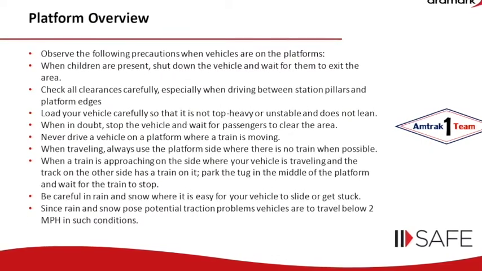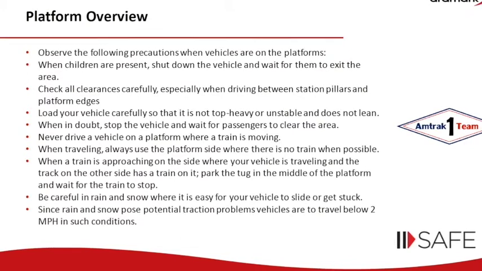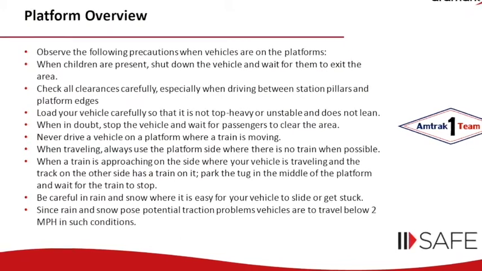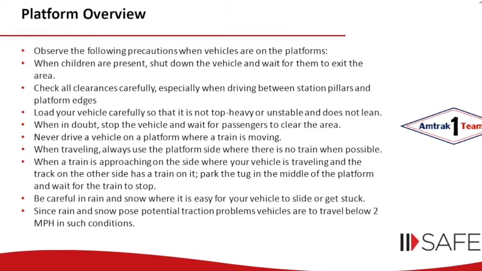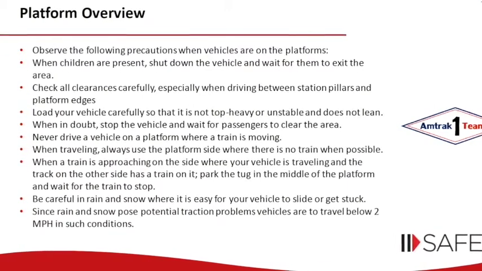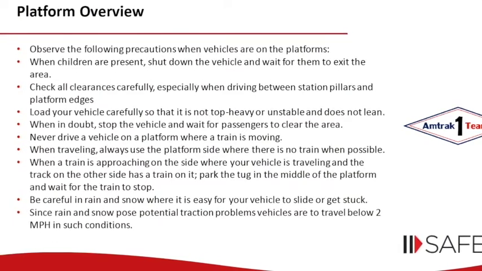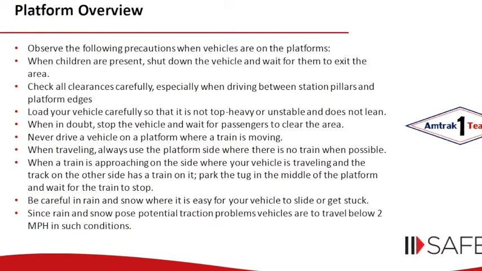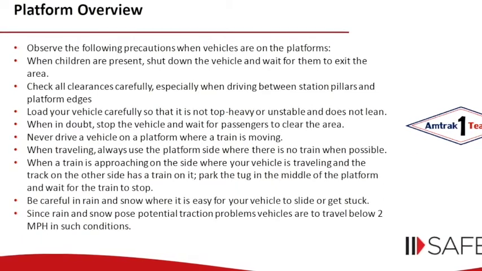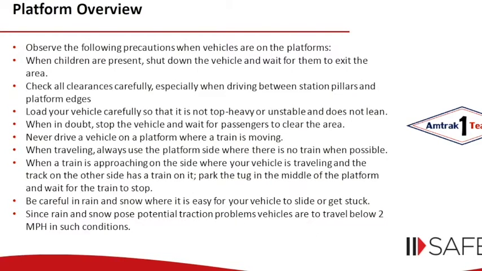When traveling, always use the platform side where there is no train when possible. When a train is approaching on the side where your vehicle is traveling and the track on the other side has a train on it, park the tug in the middle of the platform and wait for the train to stop. Be careful in rain and snow where it is easy for your vehicle to slide or get stuck. Since rain and snow pose potential traction problems, vehicles are to travel below 2 miles an hour in such conditions.